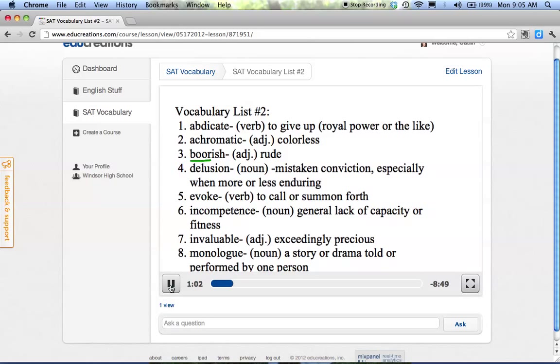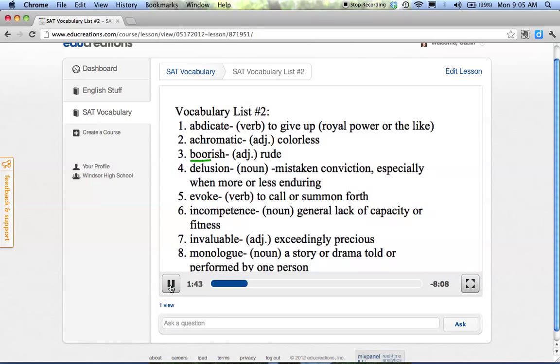Delusion is a noun, and it is a mistaken conviction, especially when it is more or less enduring. So what does this mean? A mistaken conviction is a mistaken belief, a mistaken idea of what is right or true. So if I believe that something is real or correct and it actually isn't, then that is a delusion, especially if I've thought that for a really long time and all the evidence is kind of to the contrary or goes against my beliefs. Someone who has a delusion or many delusions is described as delusional, which is the adjective form of this word.